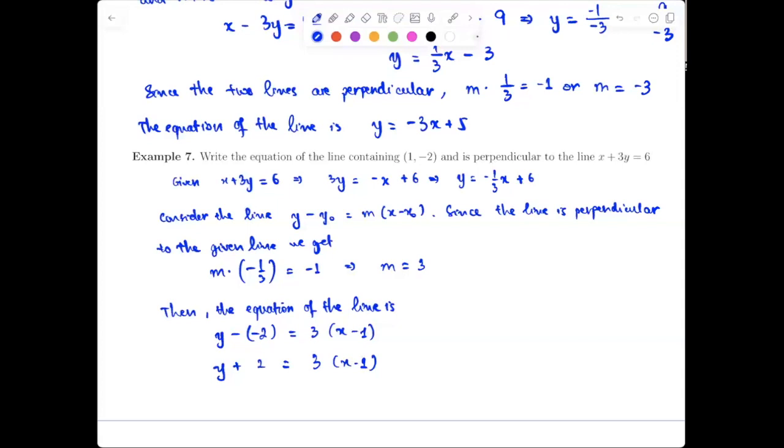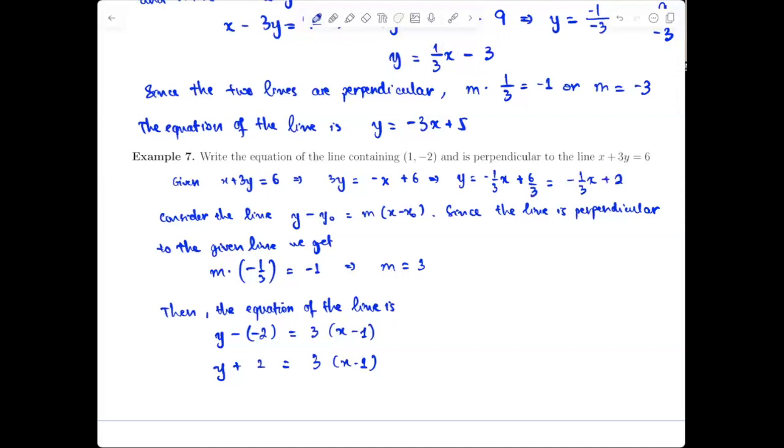So what we need to do at this point is to turn the given line from the general form into the slope-intercept form so you can extract the information about the slope of the line. Given that x + 3y = 6, you're going to move x to the right-hand side. Therefore, you get 3y = -x + 6. And to solve for y by itself, you divide both sides by 3. Therefore, you get y = -1/3 x + 6/3, or this is -1/3 x + 2.